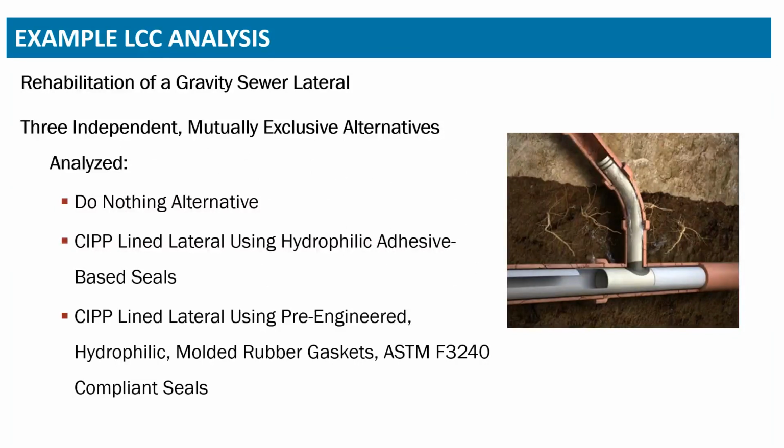So what's the case study about? We focused on rehabilitating a gravity sewer lateral. It's not a pressure system, it's a gravity sewer lateral with good old gravity in a sloping pipe, carrying it from a house through the lateral to the main in the street in front of the house. We looked at 3 independent, mutually exclusive alternatives, and we analyzed them closely, and you'll see some of the data that we used in a little bit.